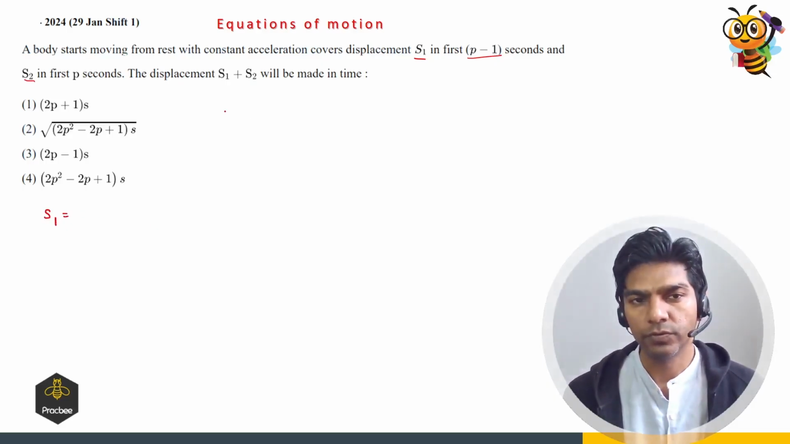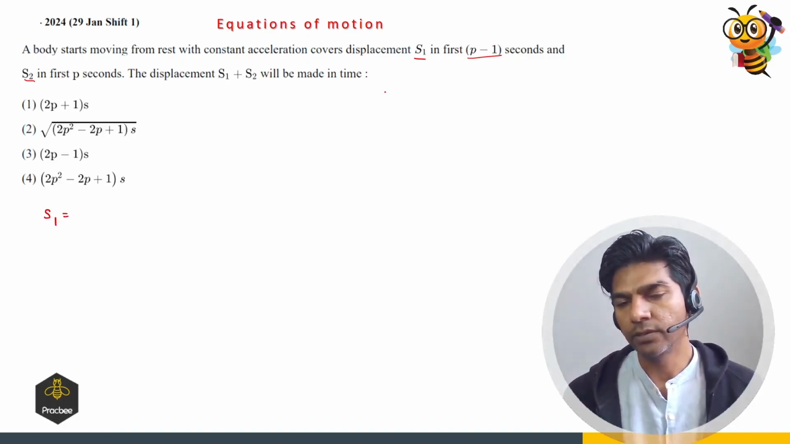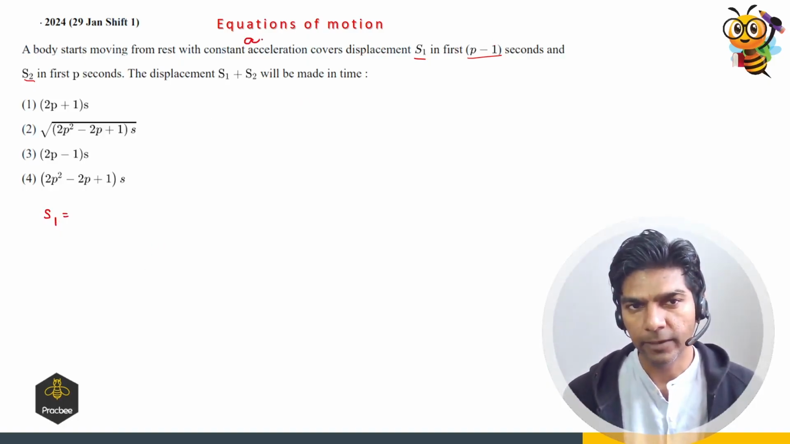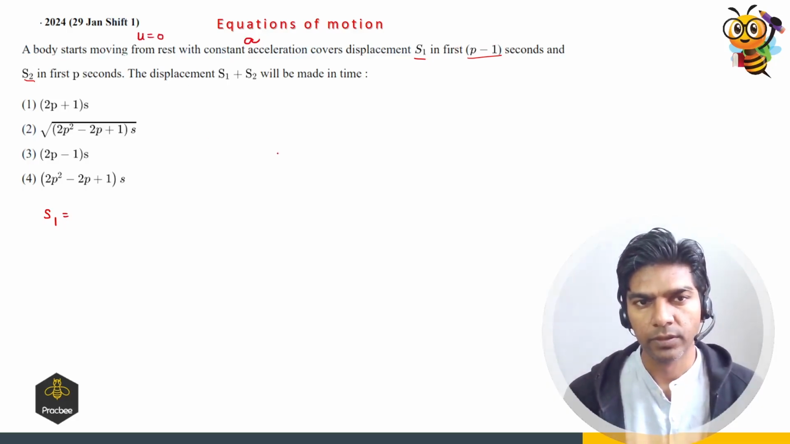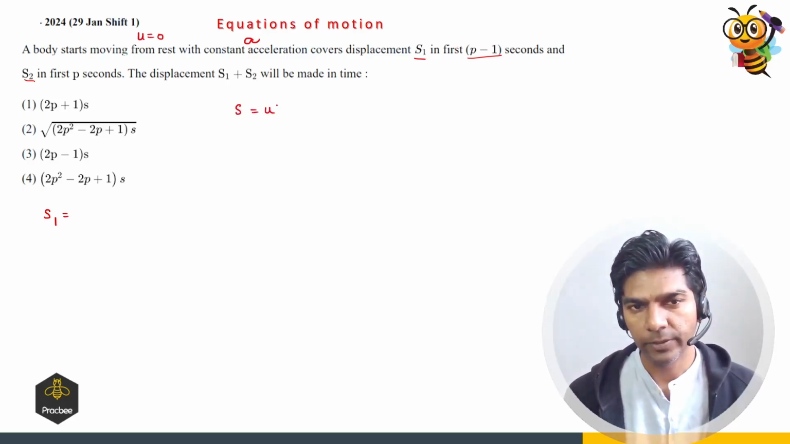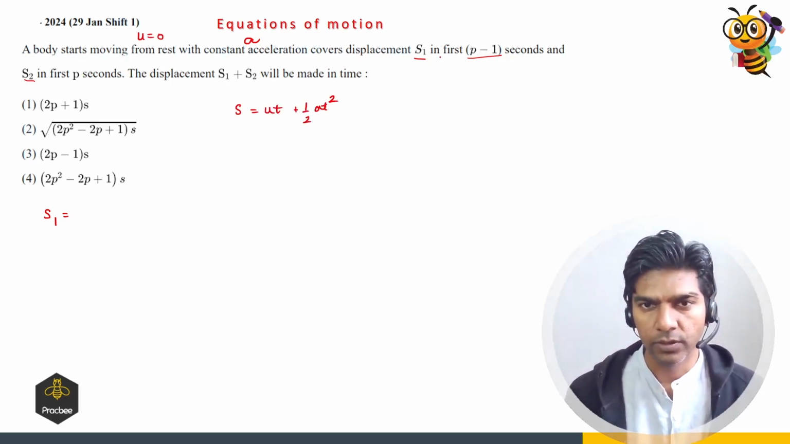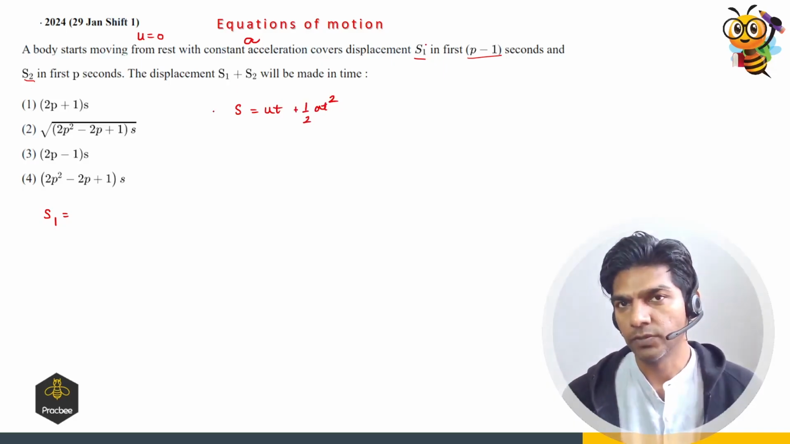So here I'm going to use which formula? Because time is given and the displacement is given, we can assume that the constant acceleration is a and the initial velocity is 0. So let us use s equals ut plus half at square. I'm going to apply this formula 3 times: first for s1, then for s2, and then for s1 plus s2.